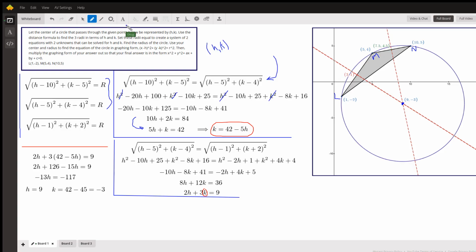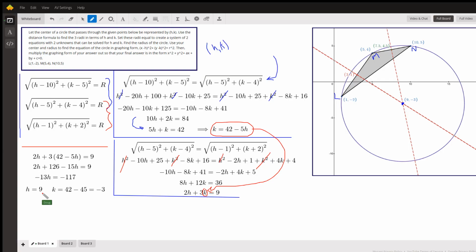Taking the second pair of equations, and there's actually 3 pairs, it didn't matter which you use, but same deal. Square both sides to remove the radicals. Expand the binomials. Cancel the H squareds and the K squareds. Combine similar terms, and you get 2H plus 3K equals 9. Then we're going to substitute this value for K into the other equation and solve for H. And there's what we get.